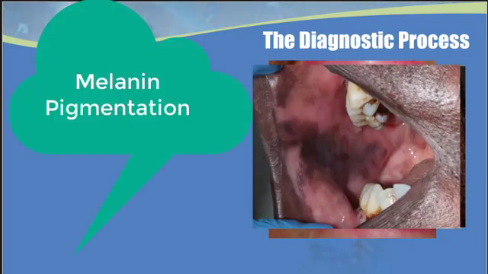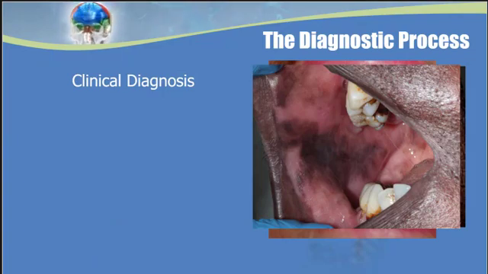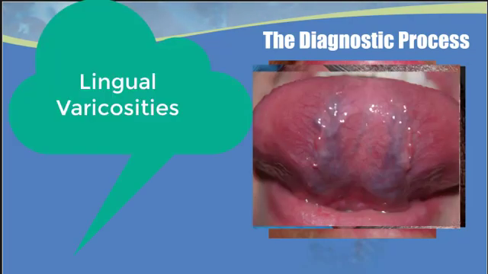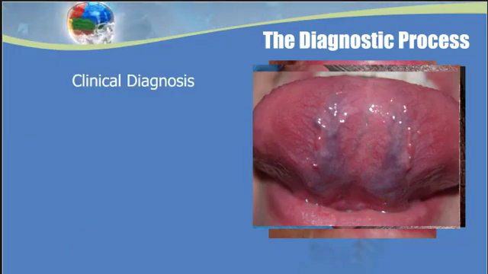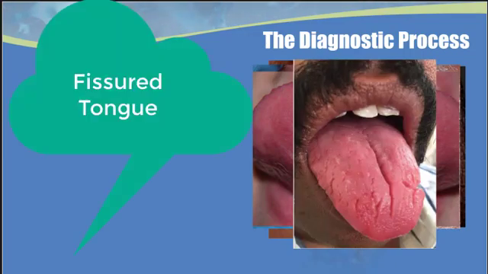Melanin pigmentation. This is going to be an extra production of melanocytes lining the oral mucosa there. We also see that in the gingiva frequently. It's just a variation of normal. Lingual varicosities. We learned about this in oral anatomy as well. These are varicose veins that we see as people are aging. Fissured tongue.